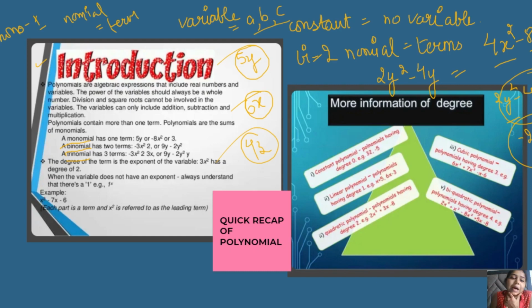A trinomial, as the name suggests, tri means 3 and nomial means terms, so it consists of 3 terms, which can be 2y square minus 8y plus 4, y square minus y plus 1, any of them.